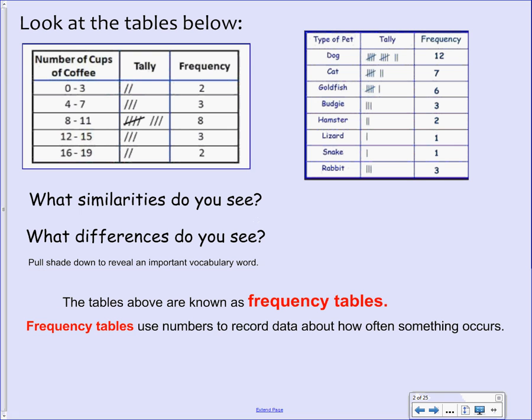And then we introduced that the tables above are known as frequency tables. Frequency tables use numbers to record data about how often something occurs.